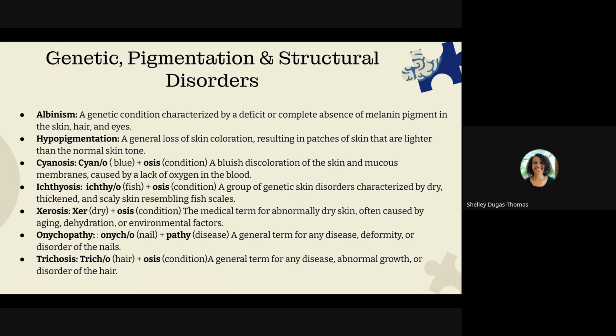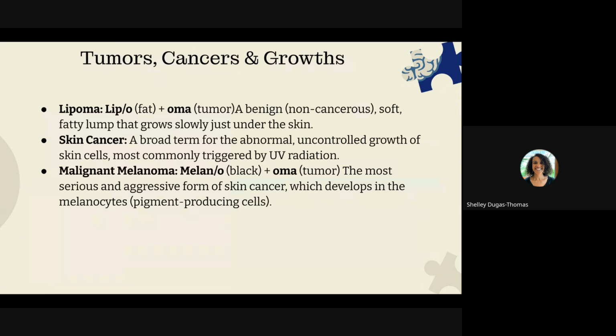Ichthyosis is a genetic condition causing dry, scaly skin that resembles fish scales, and xerosis is the standard medical term for severely dry skin. And we are going to go on. Lipoma is a benign soft tumor made of fatty tissue. Skin cancer is uncontrolled cell growth caused by mutations, often triggered by UV radiation. And malignant melanoma is the most lethal form of skin cancer and originates in the pigment producing cells, the melanocytes.